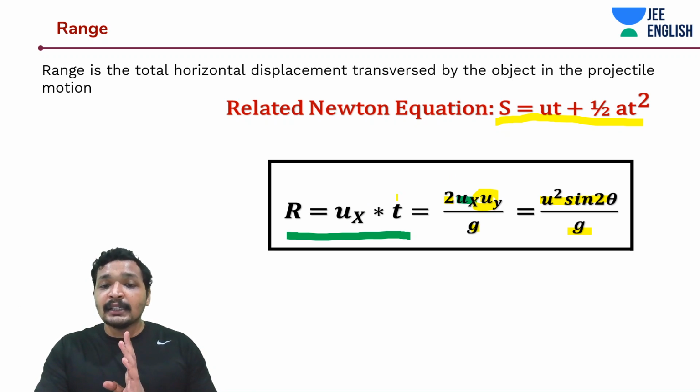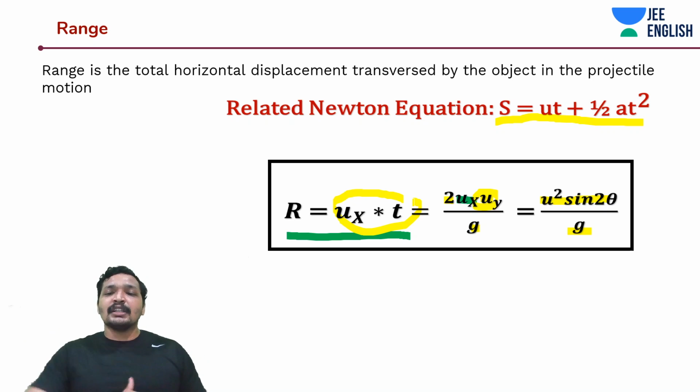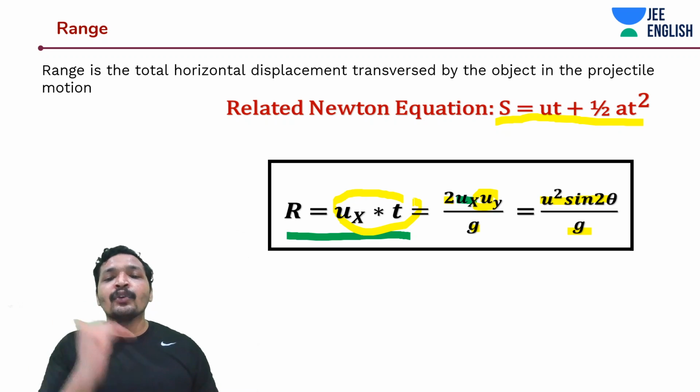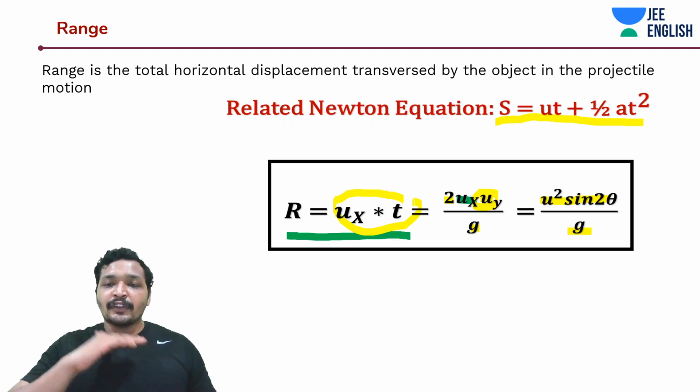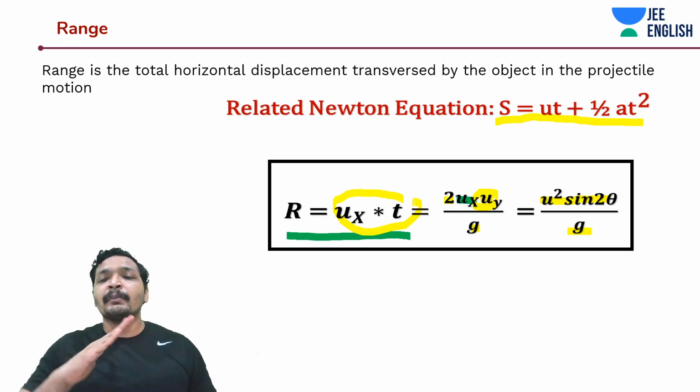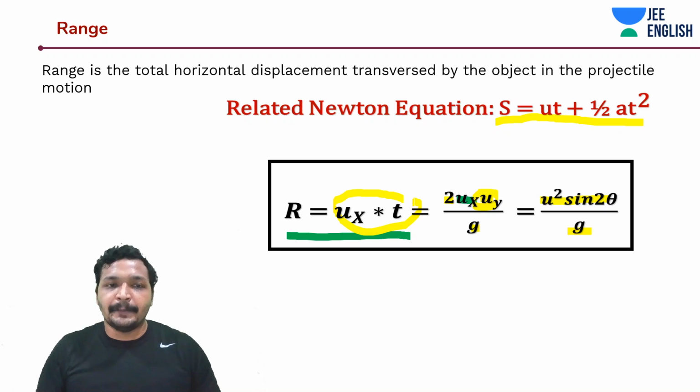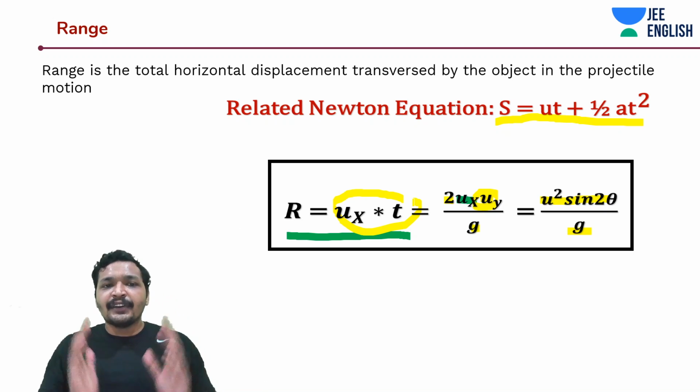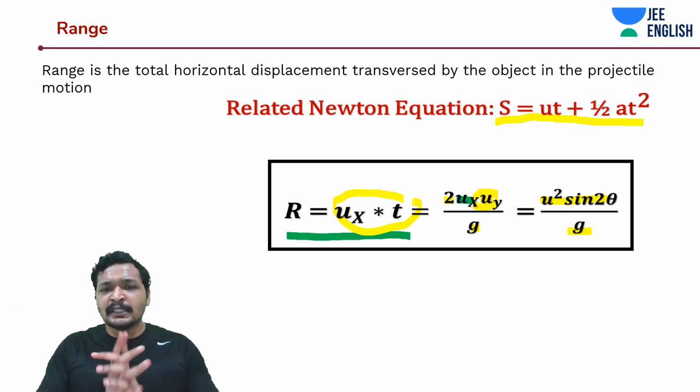But what is more critical is you need to remember this point, that velocity along x-axis is not changing. Once you have the time of flight, you know the range, because you have resolved the component along x-axis. You are going to multiply it with the time of flight. So what is the range? Range is the total horizontal displacement traversed by this body in the projectile motion.